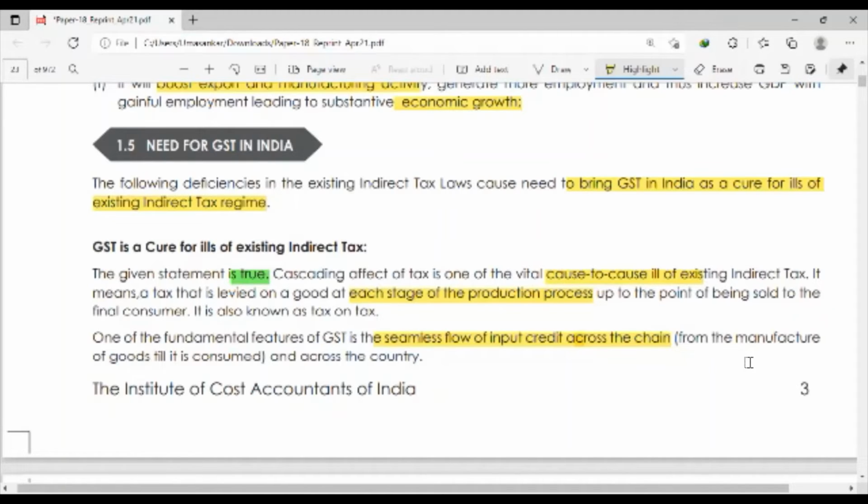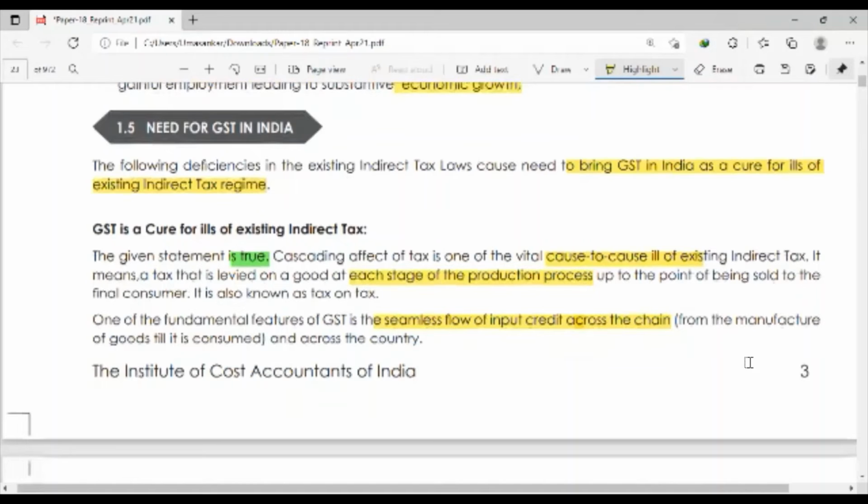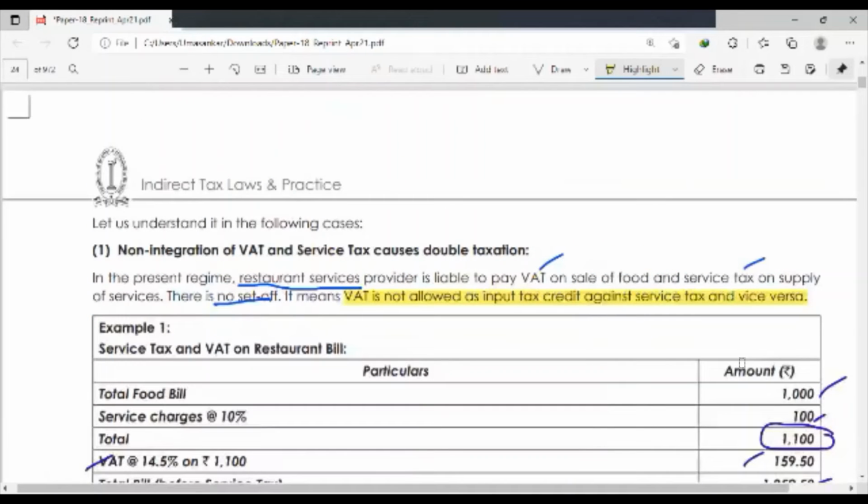Okay, seamless flow of input tax credit means from wholesaler to distributor to retailer. The input tax credit paid by the buyer normally flows through the chain, from the manufacturer of the goods till it is consumed, from the retailer to the final customer. Now, non-integration of VAT and service tax causes double taxation. I already told you that I will be explaining the cascading effect. Okay, here I will give it.